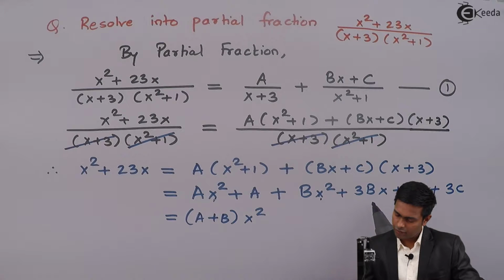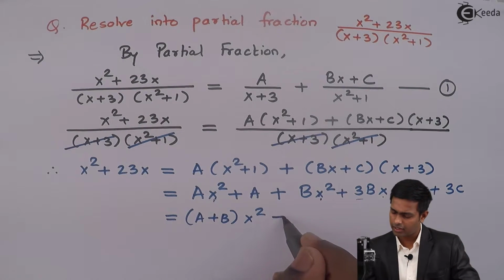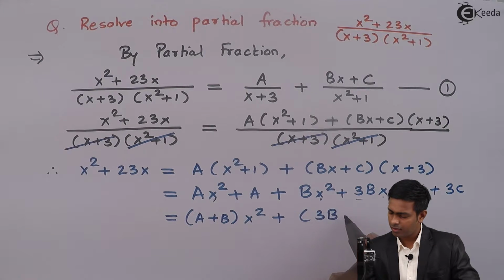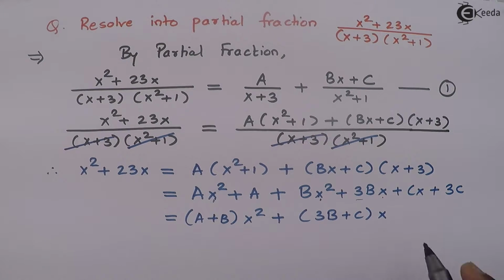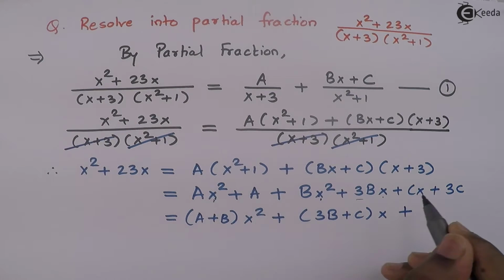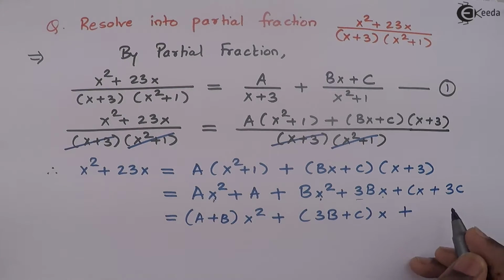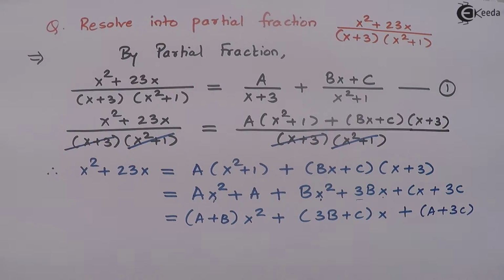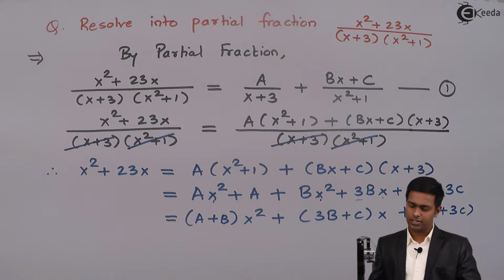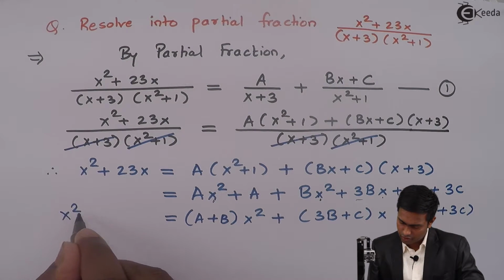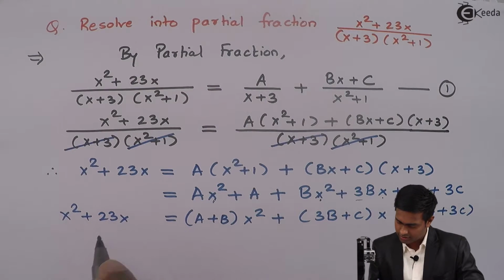Now if you observe these two terms, from them we can take x common and in the bracket we get (3b plus c) into x, and if you observe these two terms, there are no x terms, so these are constants, so a plus 3c. So now on the right hand side we got (a plus b) into x square plus (3b plus c) into x plus (a plus 3c). Left hand side is x square plus 23x.